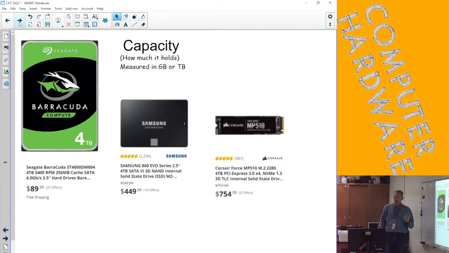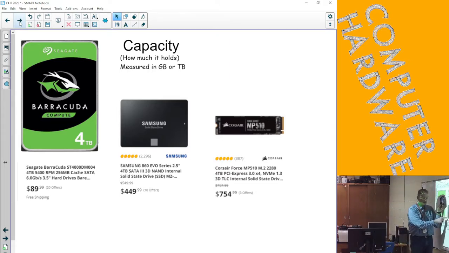Capacities and speeds don't have anything to do with size, kind of. All 3 of these are 4 terabyte, 4 terabyte, 4 terabyte. They do have something to do with cost. This size drive, 4 terabyte, this is last year, this is a year old, so prices may have changed. $90 for a 4 terabyte one of these. $450 for a 4 terabyte one of these.